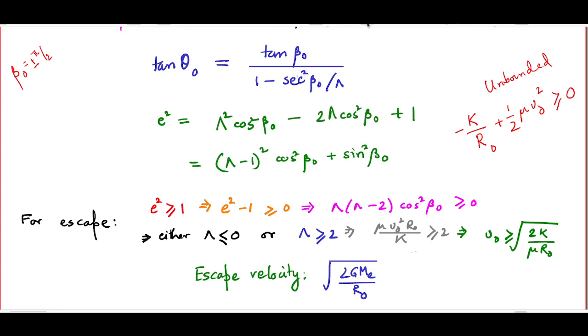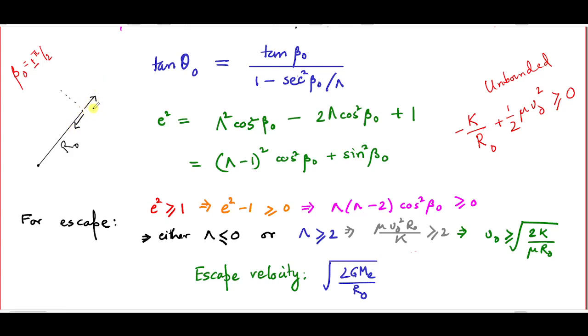Let us try to understand what we are saying here. Remember that this is the distance r0 from the center of the Earth to the point where our initial condition is given. Beta 0 is an angle measured from the cross-radial direction. So beta 0 being plus or minus pi by 2 actually means that the particle is being shot right at the center of the Earth or directly away from the center of the Earth.